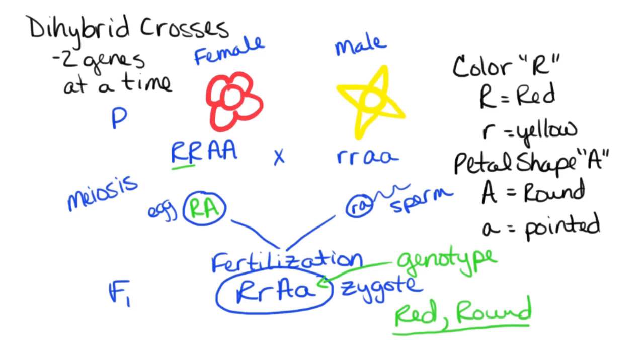So this is the phenotype of the F1 generation, and 100% of them are going to be red and round. Now, if we were to go on and produce the F2 generation, we're going to use two F1 individuals to serve as the parents for that. So let's go ahead and take two F1 individuals and cross them to get the F2 generation.